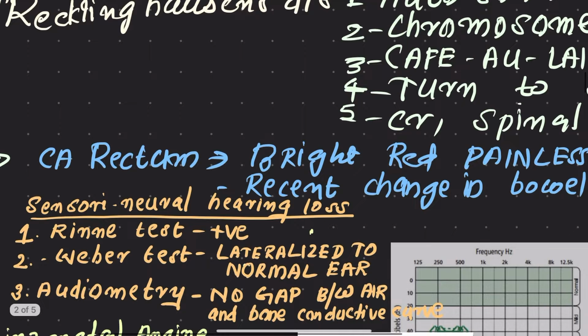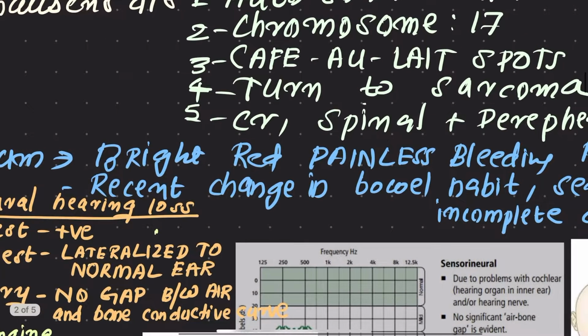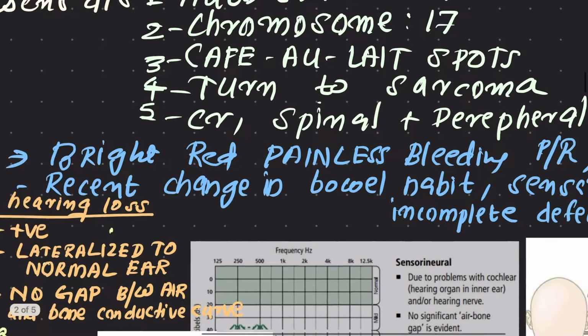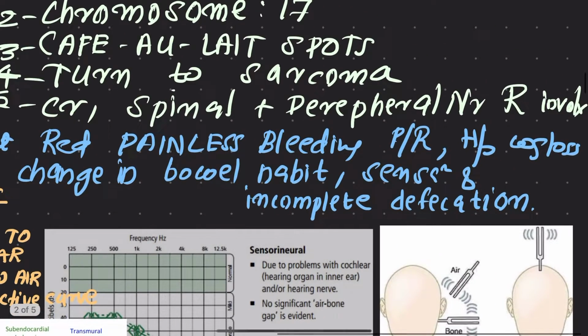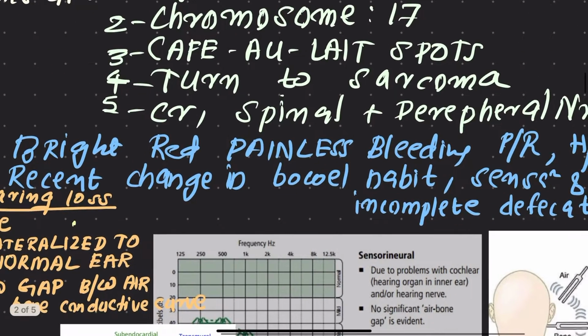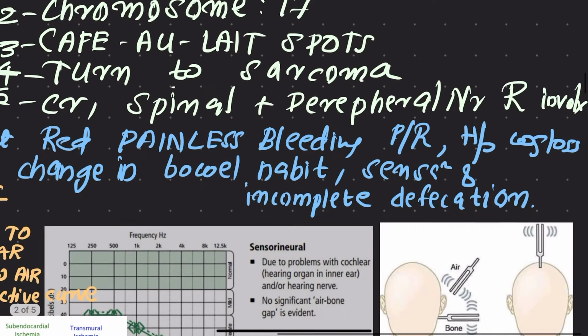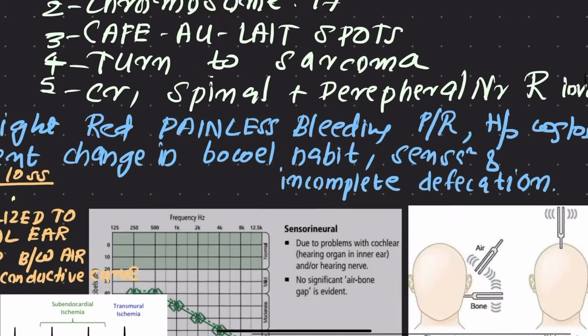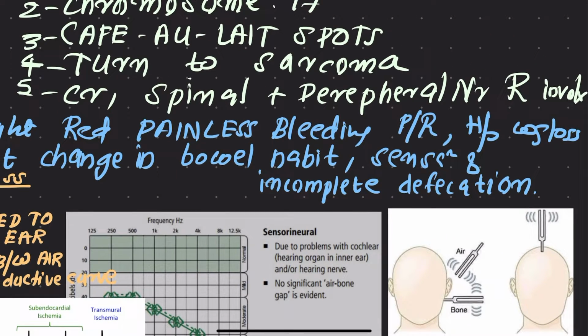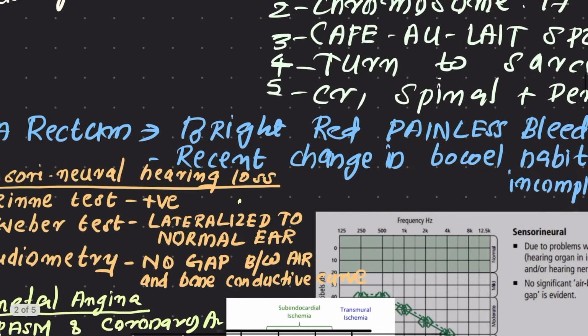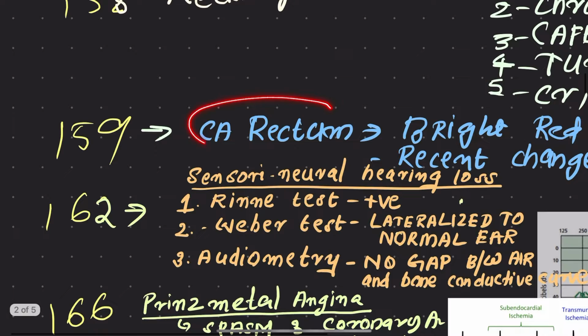Next question is regarding CA rectum. A case scenario is given where the patient is an elderly male suffering from bright red painless bleeding per rectum, and he has a history of weight loss, a recent change in bowel habits, and a sensation of incomplete defecation. So what might be the disease condition? The disease condition is nothing but CA rectum.